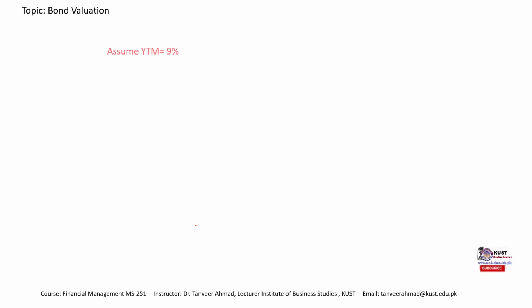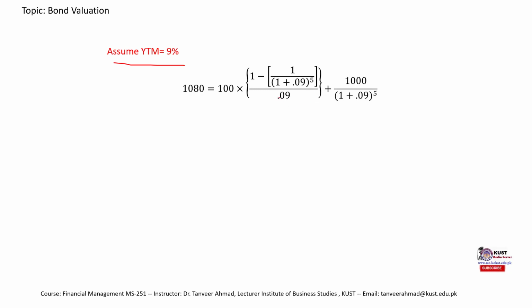So I have done the calculations for a YTM of 9%. We simply input the value in our new formula. Now the answer is 1068. Is it equal to our desired answer, 1080? It isn't. Is it greater than that? No, it is less than the desired answer. So that means for the YTM we have assumed, the denominator is greater. We need to reduce it. Maybe we reduce it to 8.5, or 8%, or 7.5.